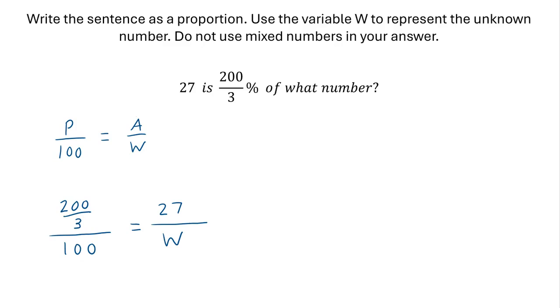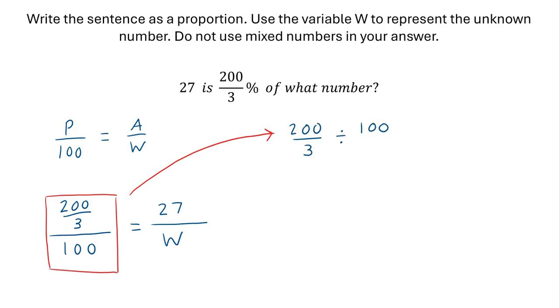The only problem with this is that the left side of this equation has what we call a complex fraction. A complex fraction is just a fraction within a fraction. 200/3 over 100 is a complex fraction. The numerator of that complex fraction contains a fraction, 200/3. And for this proportion to be correct, we'll need to simplify that complex fraction.